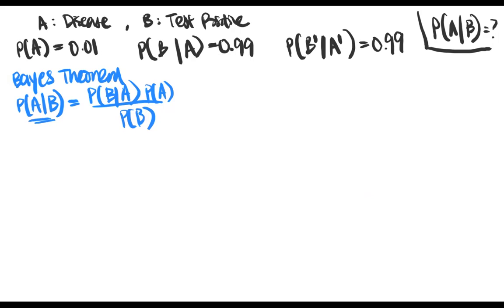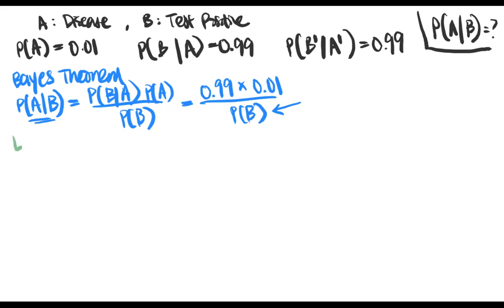So let's plug in the numbers that we have. So A given B, we can plug in B given A, which is 0.99. We also know the probability of A, which is 0.01, and then divide it by probability of B. So currently we do not have this. So we're kind of stuck here, but this is when we're going to talk about the law of total probability.